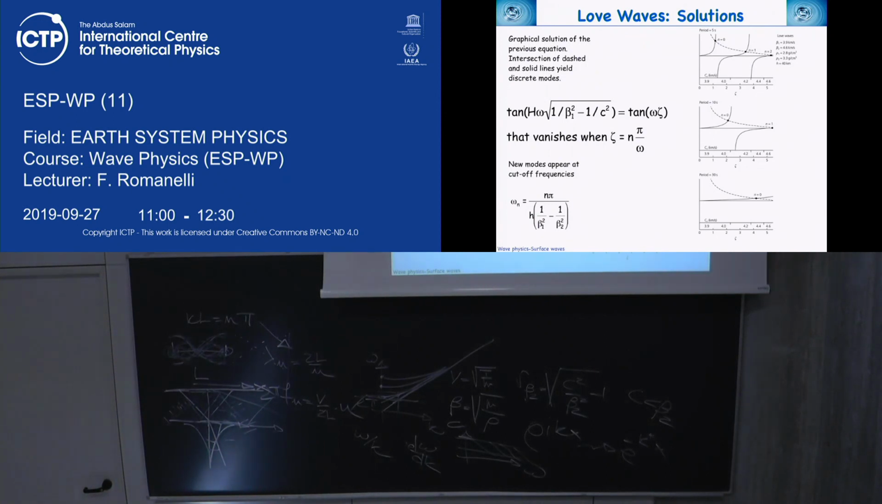Now, this dashed curve is the right hand side. And we're looking for intersections between curves. Now, what about the tangent? The tangent is periodic. No way out. It will have branches. Okay. Now, this is the solution for a specific model.